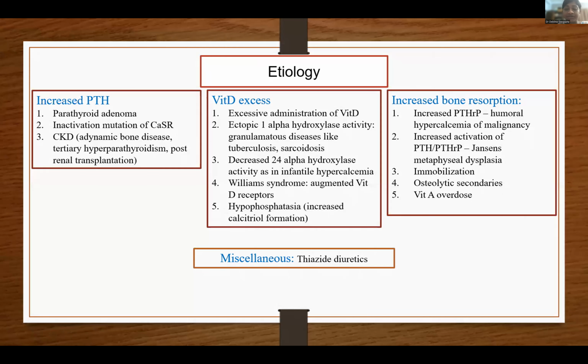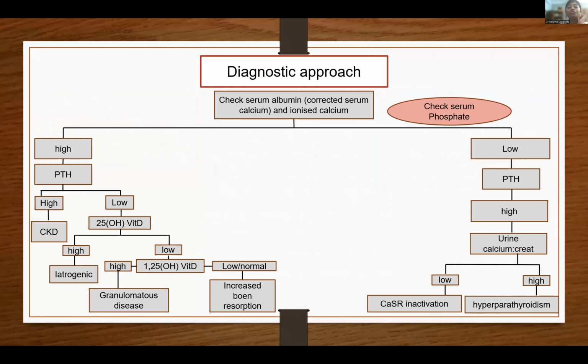So if a child comes to us with hypercalcemia, we should again check the serum albumin level, because if the albumin levels are high, that can cause a false hypercalcemia. We should also look at the ionized calcium level. And once we have confirmed that it is true hypercalcemia to start with, we should check the serum phosphate. If the serum phosphate is low, that means what? There is increased calcium and low phosphate.